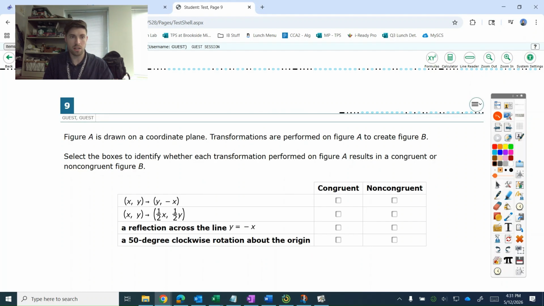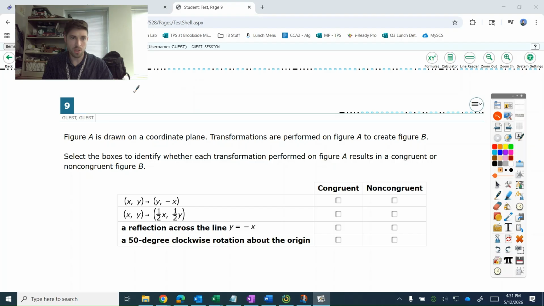Question number 9. Figure A is drawn on a coordinate plane. Transformations are performed on figure A to create figure B. Select the boxes to identify whether each transformation performed on figure A results in a congruent or non-congruent figure B. Okay, so they're not telling us specifically what the things are, but what we have to remember is that there are 4 types of transformations.